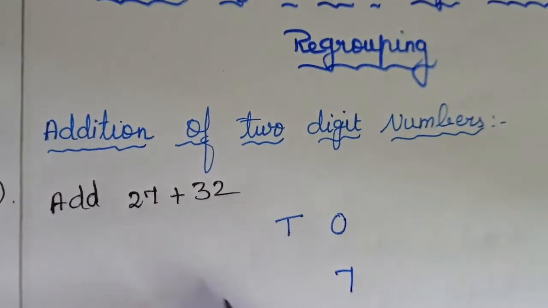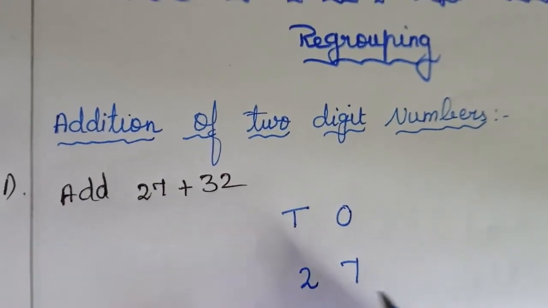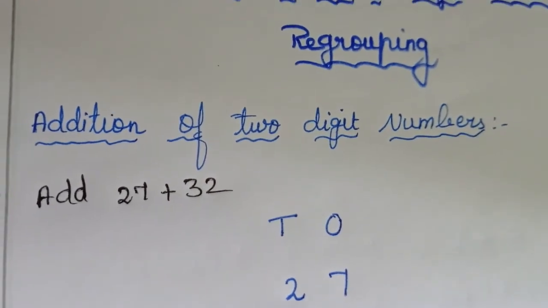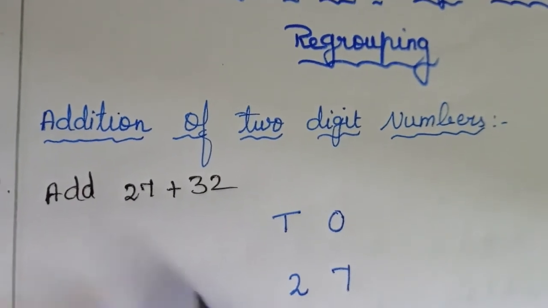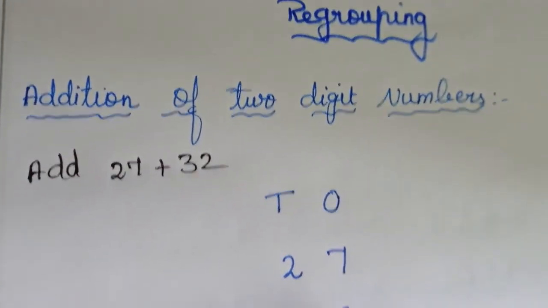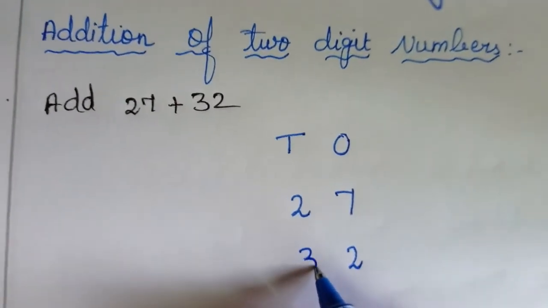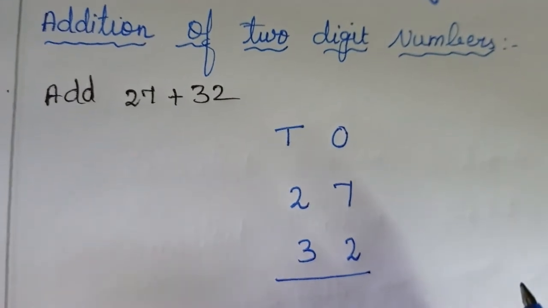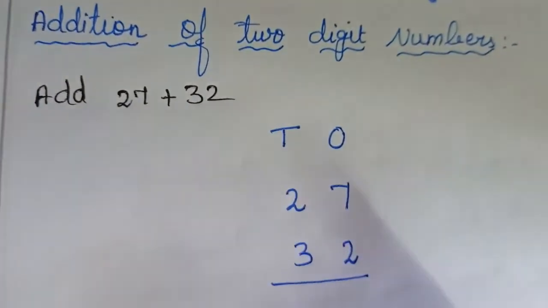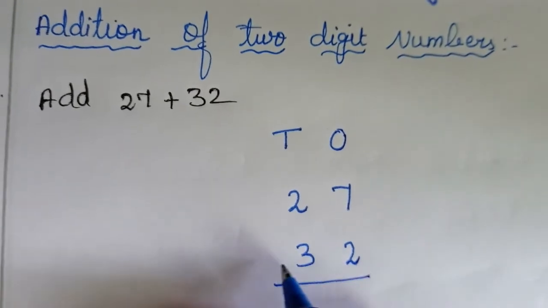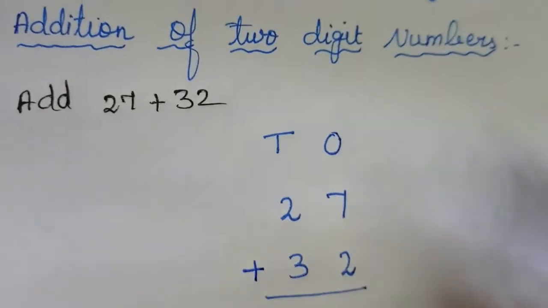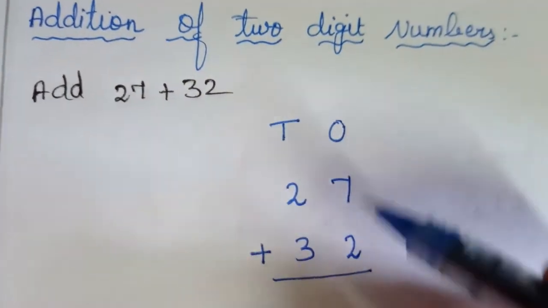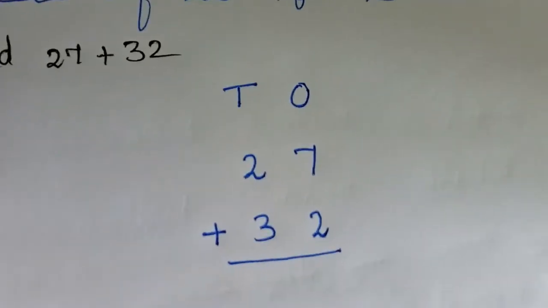So write 7, and the tens value is 2. Then the second number's ones value is 2, so write it in the ones place, and the tens value is 3, so write it in the tens place. So what do we want to do? We want to add these two numbers. The symbol for this addition is plus. So children, first we have to add the values in the ones place.